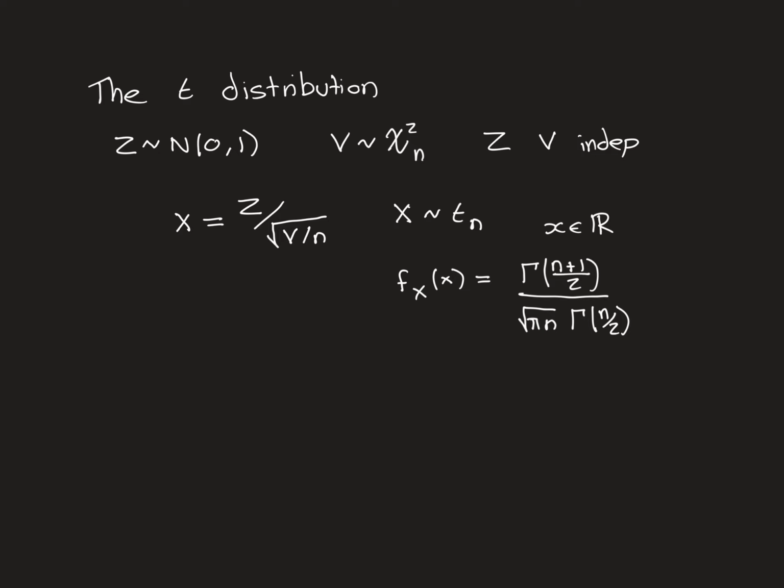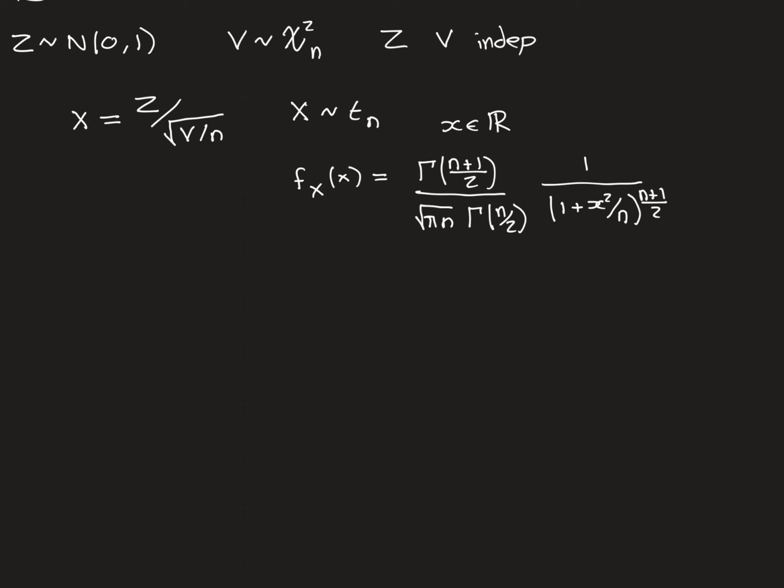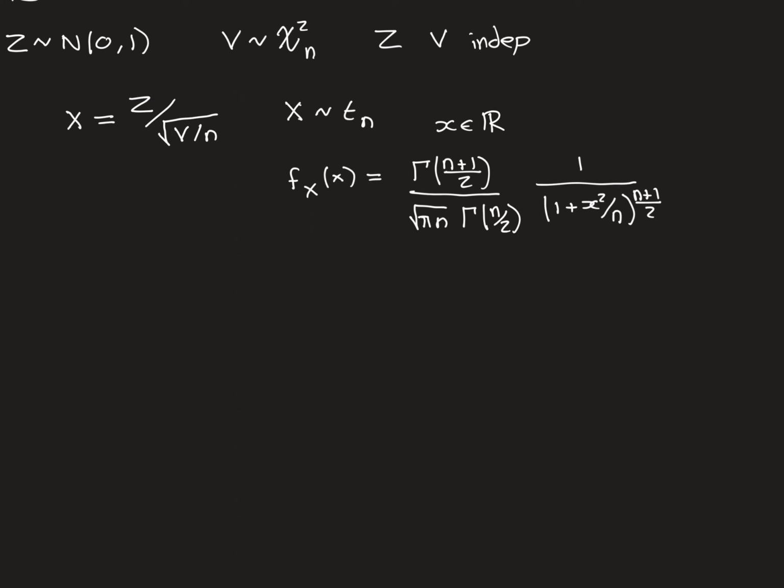So this is all just some fancy constant that is needed in order to make the area underneath my PDF equal to 1. And then we've got 1 over, and here's the bit that actually has x involved: 1 plus x squared over n, to the power of (n plus 1) over 2. That's the PDF for the t-distribution on the entire real line. Now, it does look a little bit complicated, so to get some intuition, let's just look at t1. So let's say that X is distributed t with 1 degree of freedom.